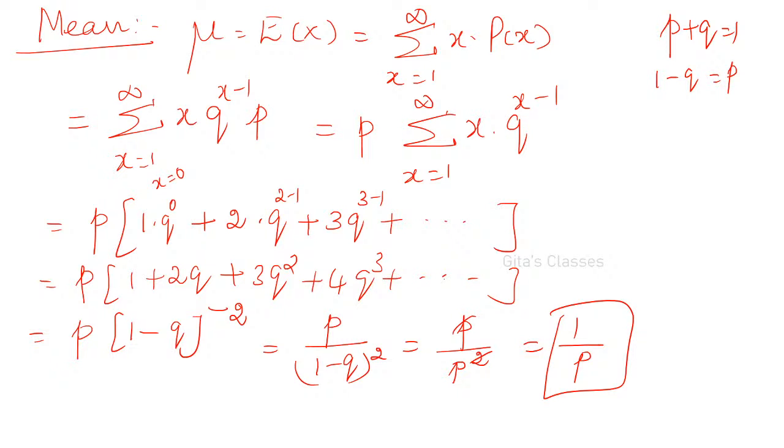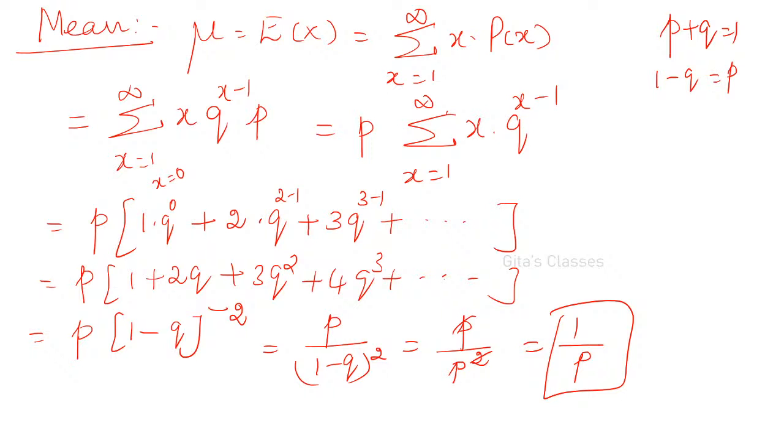Always remember q power x minus 1 into p means the xth trial is the success and x minus 1 are failures. That is, up to the previous trial it will be failure, and the xth trial will be success. Before that all are failures.